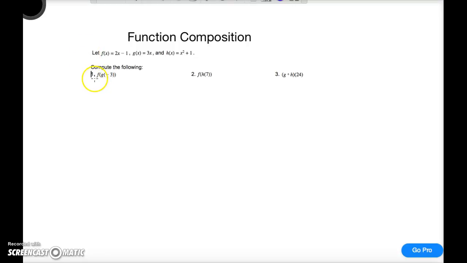So number one, we have f of g of -3. Okay, that's how we read that statement. And just like order of operations, we're going to work from inside the parentheses first. So the first thing we need to do is find out what g of -3 is. Then whatever that is, we're going to put that into our function f. Okay, so first I'm going to figure out what g of -3 is.